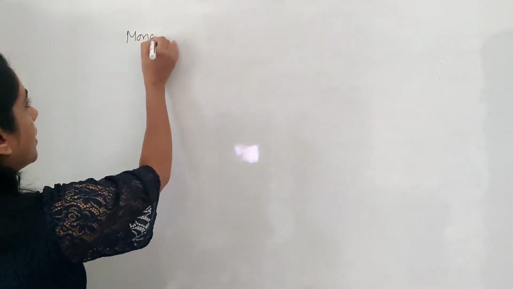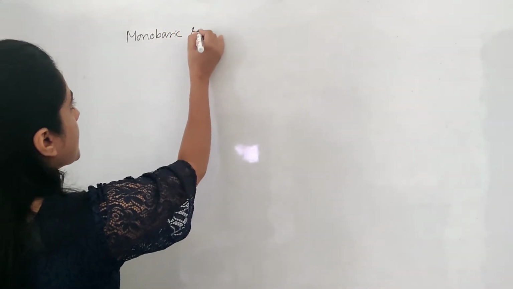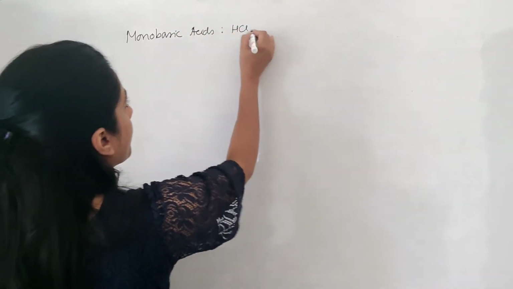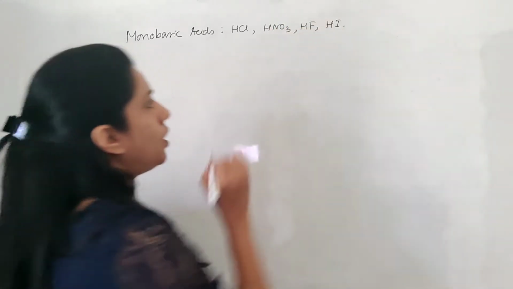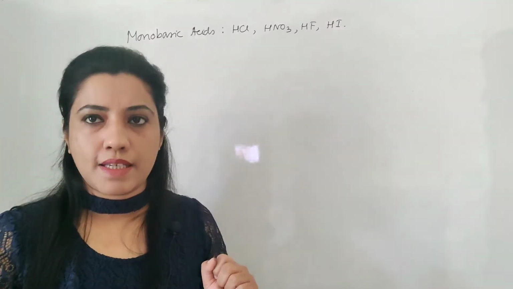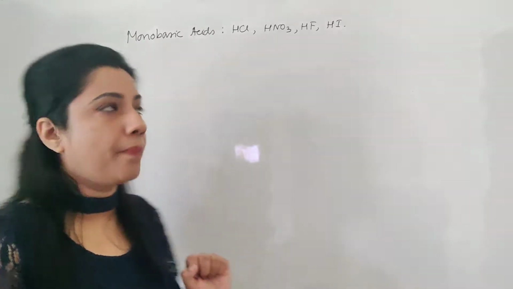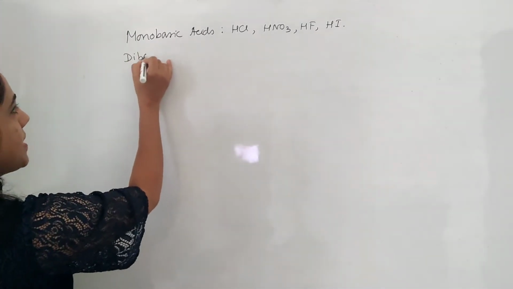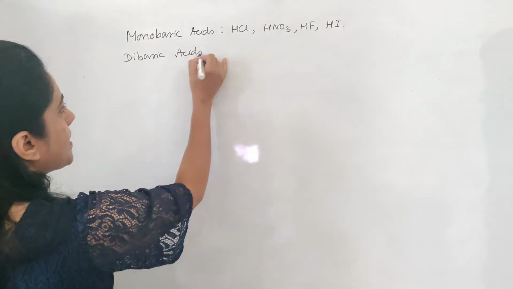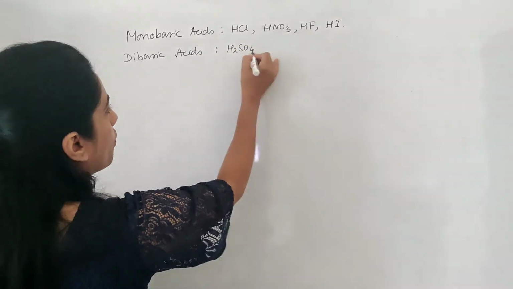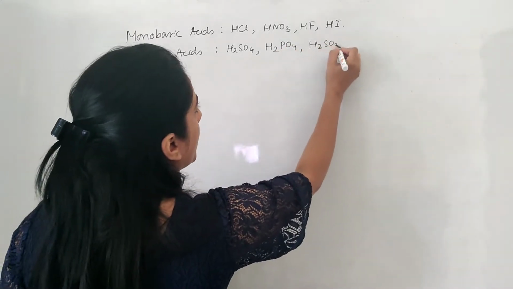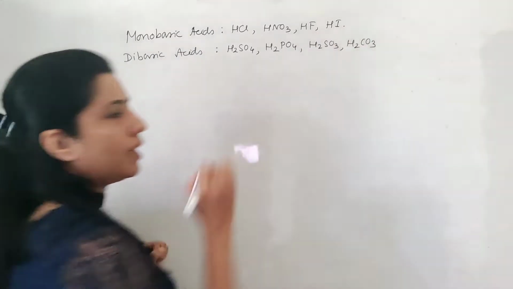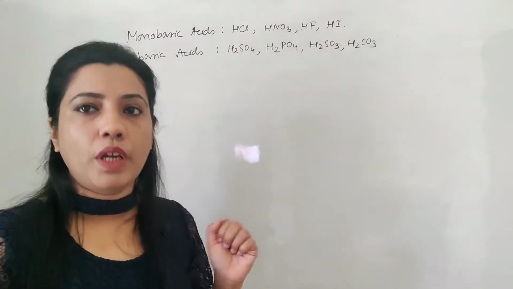For example, suppose we have monobasic acid. Examples of some monobasic acids are, say, HCl, HNO3, HF, HI. These are all monobasic acids which will dissociate in one step. So we can get the ionization constant for them. What about if I have a dibasic acid? Let us see the examples of dibasic acid. Suppose we have H2SO4, H3PO4, H2SO3, H2CO3. These are all dibasic acid. These are also called as diprotic acid, okay?